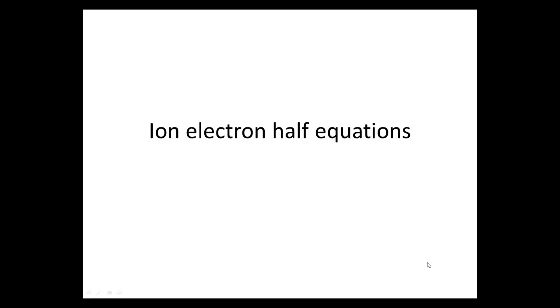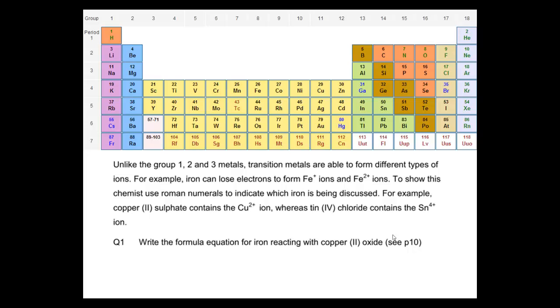Ion electron half equations. These are chemical equations, but only half the elements are going to be there. Here we have a periodic table. The things that we should be familiar with are group 1, group 2 and group 3. These are the metals. In the middle between group 2 and group 3 we have the transition metals.